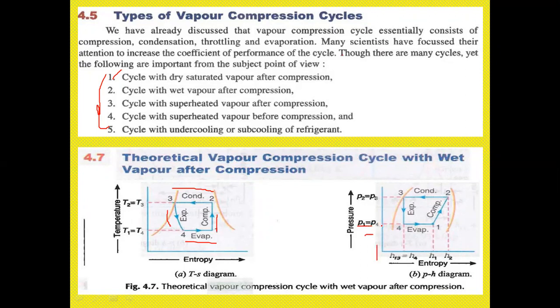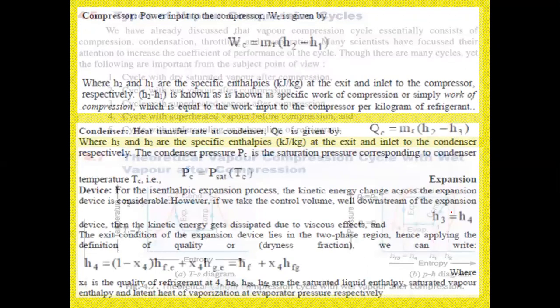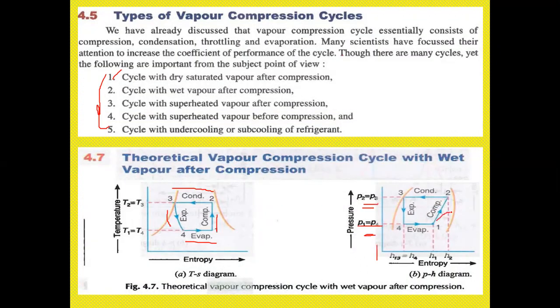So here P1 is equal to P4, P2 is equal to P4, right? Sorry, P2 is equal to P3 here. P2 is equal to P3, P1 is equal to P4. Therefore, here you have compression, here condensation, here the expansion, and here the evaporation, right? So here we can see the enthalpy H3 is equal to H4.